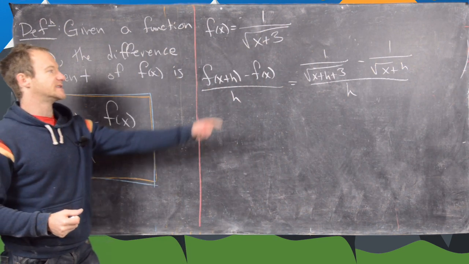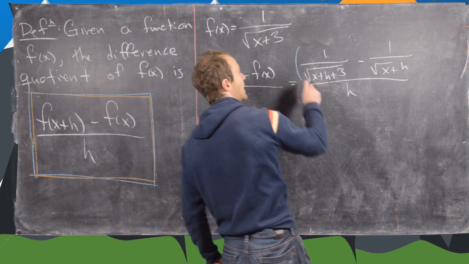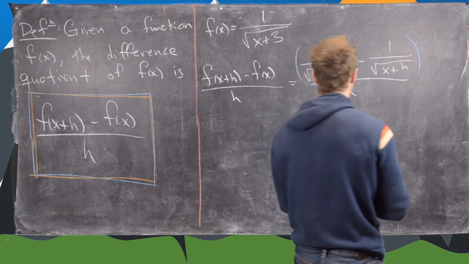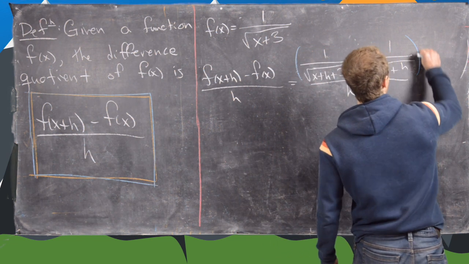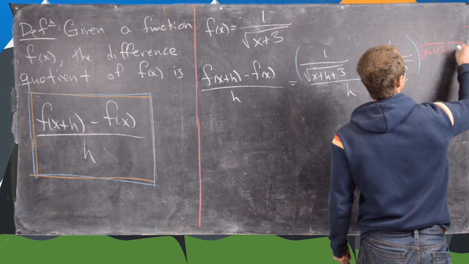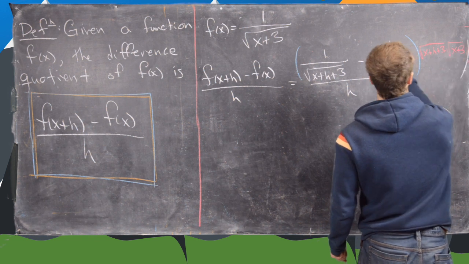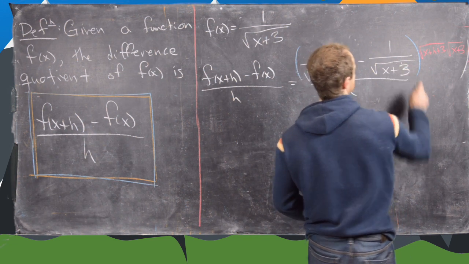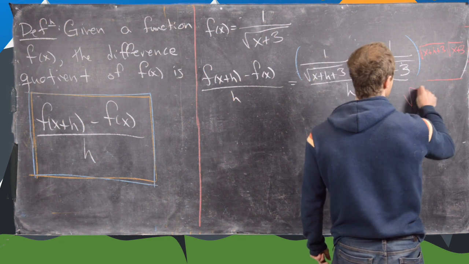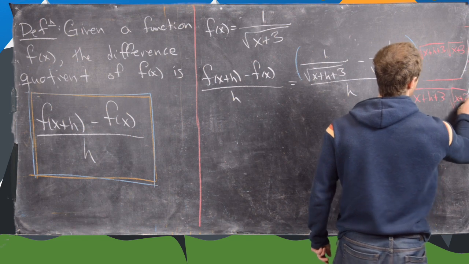Now what I want to do is clear the denominators in the numerator, and I can do that by multiplying this entire numerator by the product of those denominators. In other words, we can multiply by the square root of x plus h plus 3 times the square root of x plus 3. Good. Now if I do that in the numerator, I also have to do that in the denominator. So we'll do the square root of x plus h plus 3 times the square root of x plus 3.